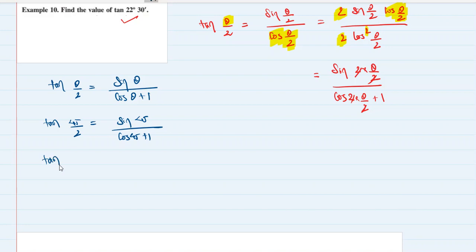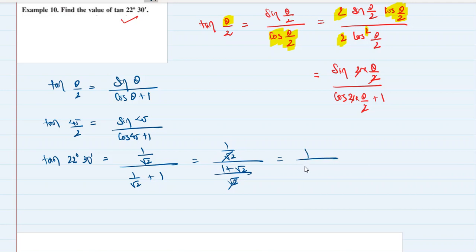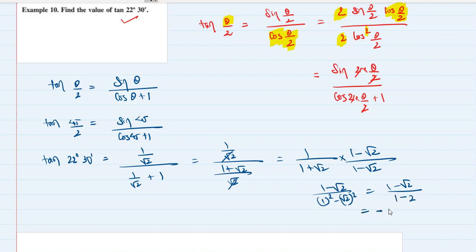So tan 45/2, what is it? Tan of 22 degrees 30 minutes is equal to sin 45, what is it? 1 by root 2 upon 1 by root 2 plus 1, which is 1 by root 2 upon 1 plus root 2 by root 2. Okay, so root 2 will cancel directly and we get 1 by 1 plus root 2. You can rationalize this. So 1 minus root 2 upon 1 minus root 2, that is 1 minus root 2 upon 1 square minus root 2 square, that is 1 minus root 2 upon 1 minus 2, which is minus 1, so the negative sign flips it. So that will be minus 1 plus root 2, or root 2 minus 1. The answer is root 2 minus 1.